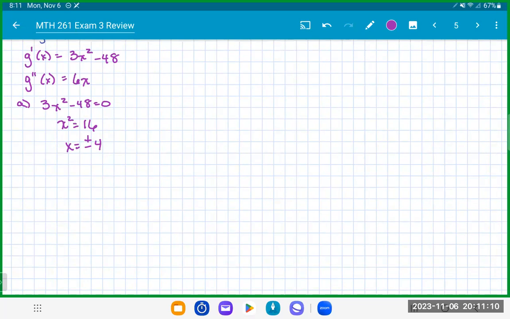So let's evaluate g of x and g prime of x both at 4 and negative 4. So we would have g of 4 is equal to 4 cubed minus 48 times 4 minus 1. And that will simplify to negative 129.